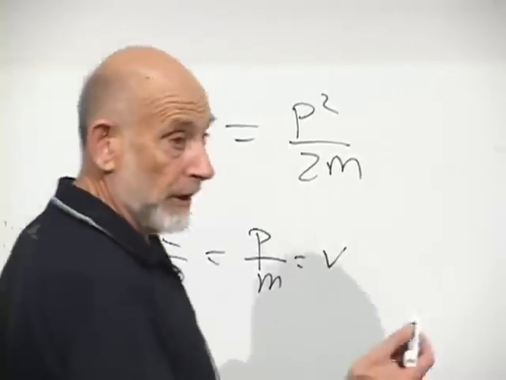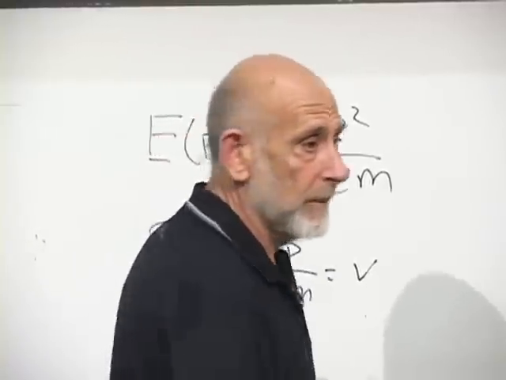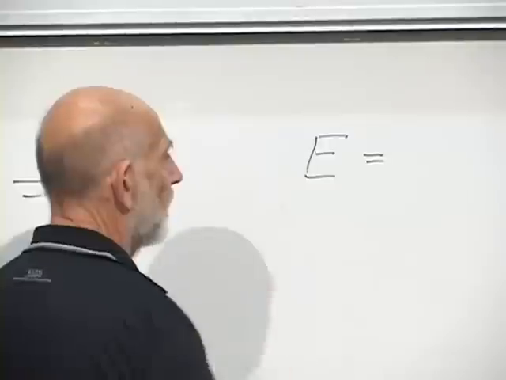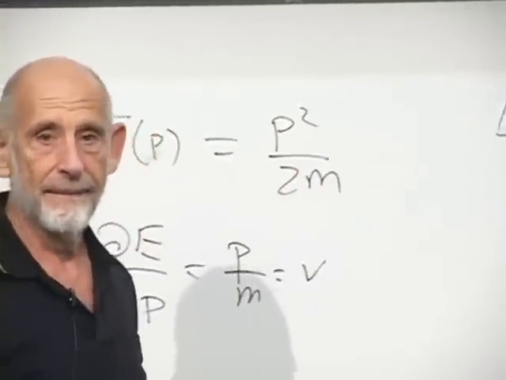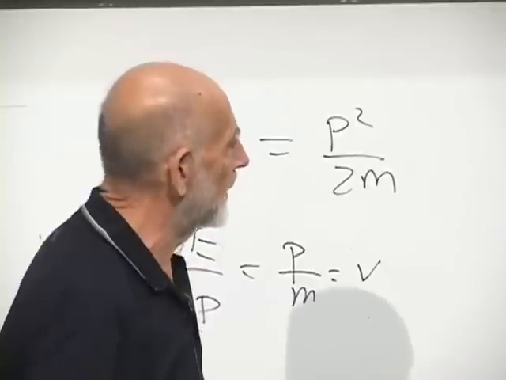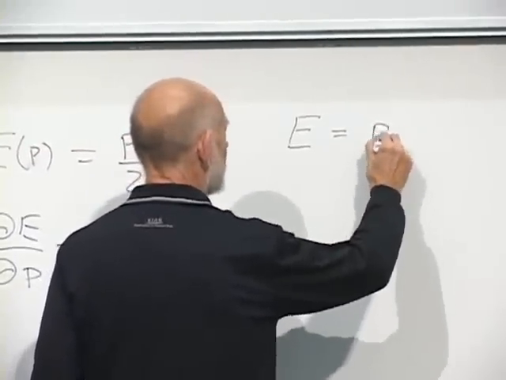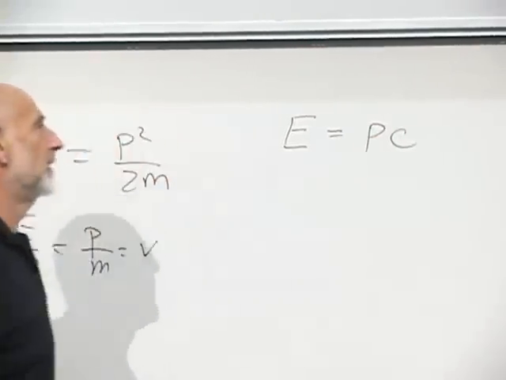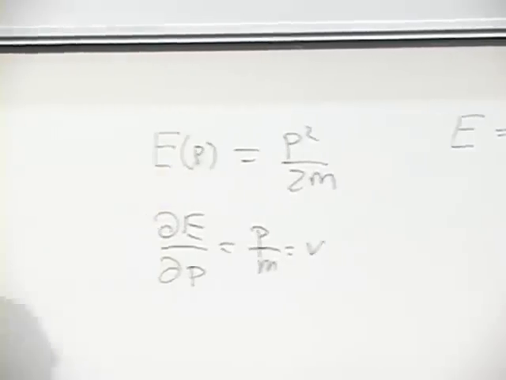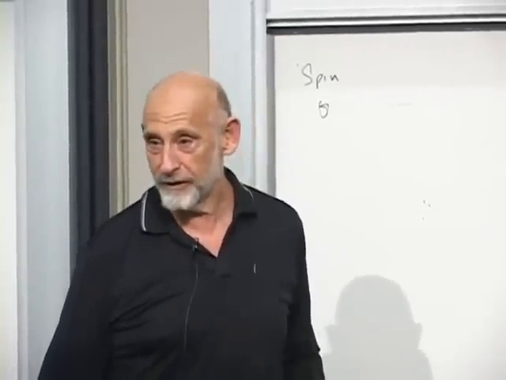Let's try it out for something else. How about in relativity? What's E versus p? Let's start with a photon. Is it E equals p times c or E equals p over c? p times c, right? Yeah. E is equal to p times c. What is the derivative of E with respect to p? Which is, of course, the velocity of a photon.